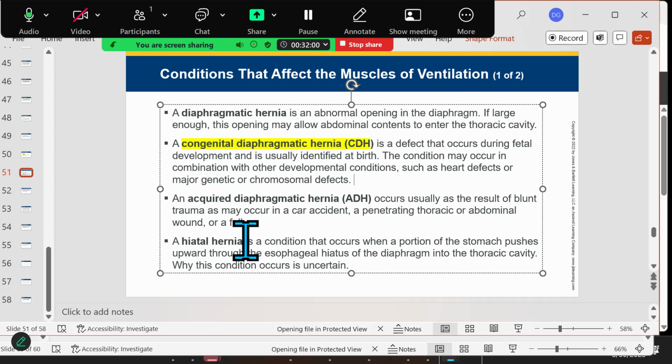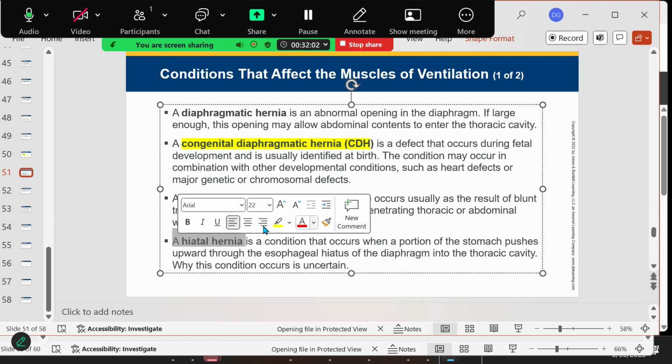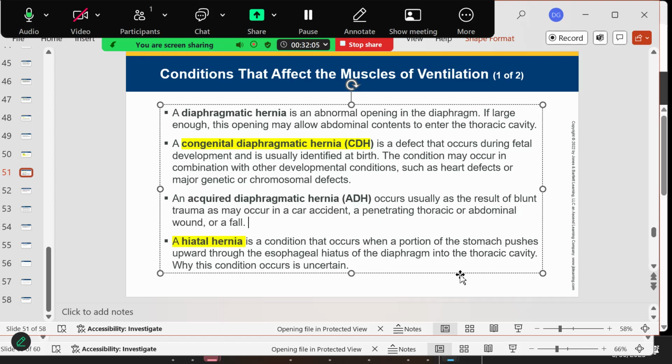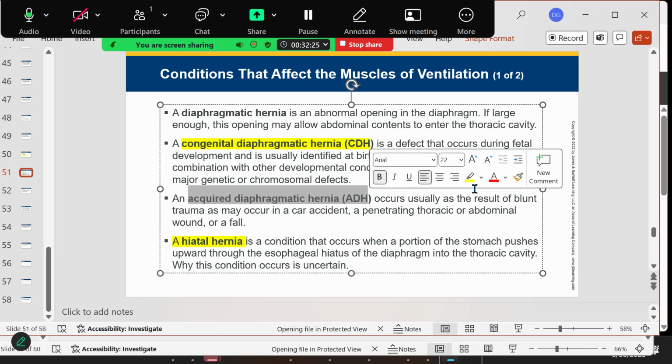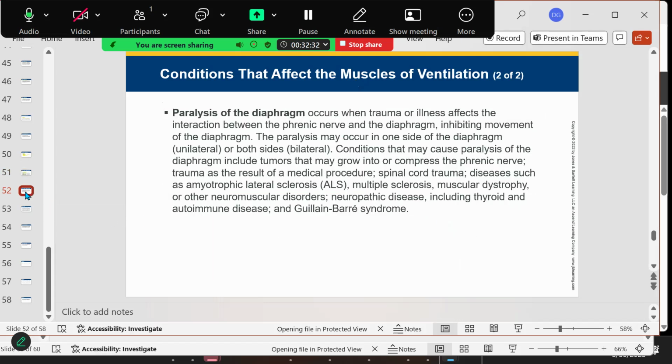Hiatal hernia is a situation that can happen at any age, but that's where a portion of the stomach is through the diaphragm into the chest. It's going to cause a lot of acid reflux, and it's going to be a very uncomfortable thing. Sometimes it needs to be surgically repaired. Other times we can control it with just medication. Acquired diaphragmatic hernia is something that I've never dealt with. They say blunt trauma, as in a car accident. Okay, I've never seen that.